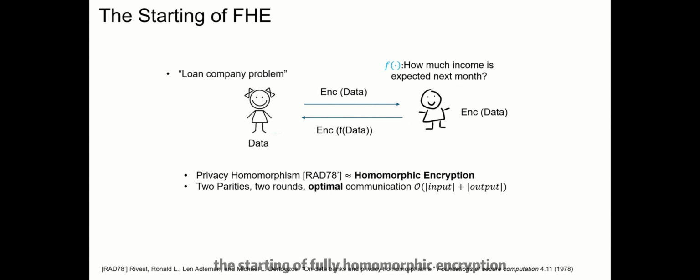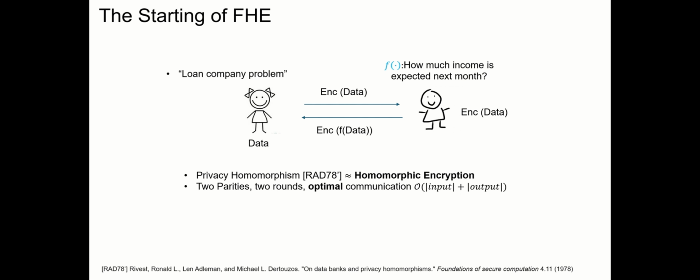The starting point of fully homomorphic encryption was a paper published in the year 1978. That problem is now called the loan company problem. We have two parties, Alice and Bob. Alice has her own data and she wants to know her income in the next month, and Bob can help her to compute this value because he is a data analyst. So now we assume that Bob can compute the next month's income as a function f.